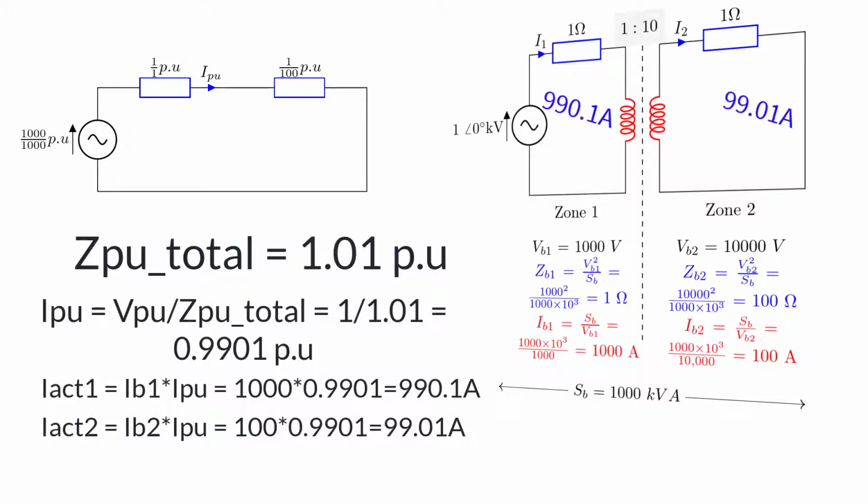Now, if we want to do a quick sanity check here, we know that the current in zone 2 should be 10 times lower than the current in zone 1. That's the case here, so that's a good sign that we're on the right track. And also this matches the simulated value that we showed earlier on.